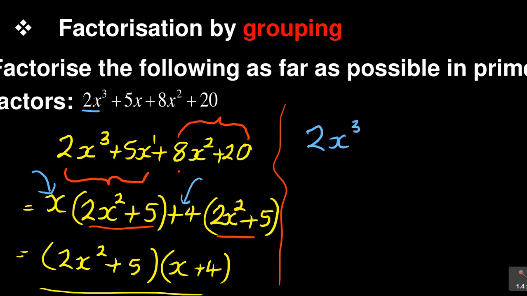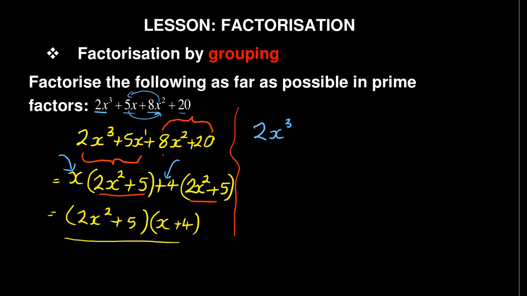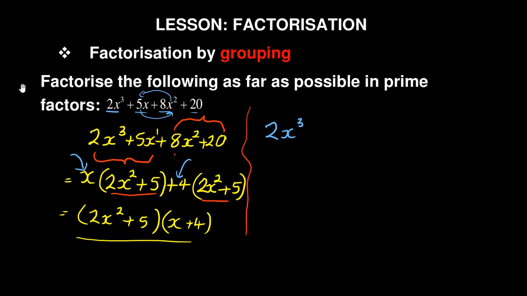Now if you can look at it, it's my 2x cubed. I can rearrange and start with the 8x squared as well as the 5x and the 20. So I can bring this closer and bring that on the other side. Remember, there is no equal sign, so the signs are not changing at all. It's just what we mean when we say you need to rearrange. So I'm going to rearrange that.